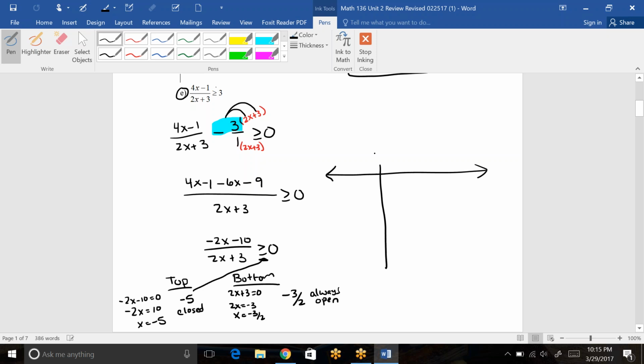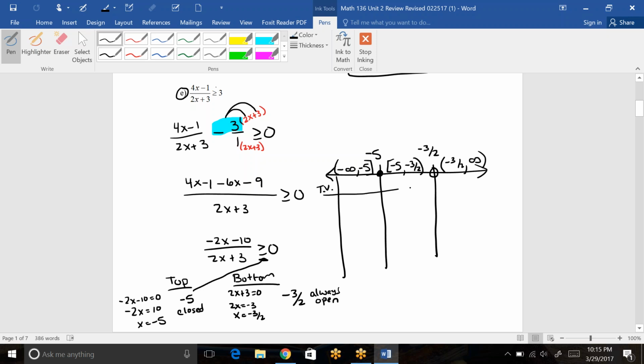So we place these on the number line from least to greatest, and I am sorry about my voice. Battling allergies pretty bad. So negative 5 is closed. Negative 3/2 is open. So then I'd write my intervals, negative infinity to negative 5 with a bracket. Negative 5 to negative 3/2, bracket on the left, parentheses on the right, and negative 3/2 with a parentheses to positive infinity. Same thing we just did a minute ago.